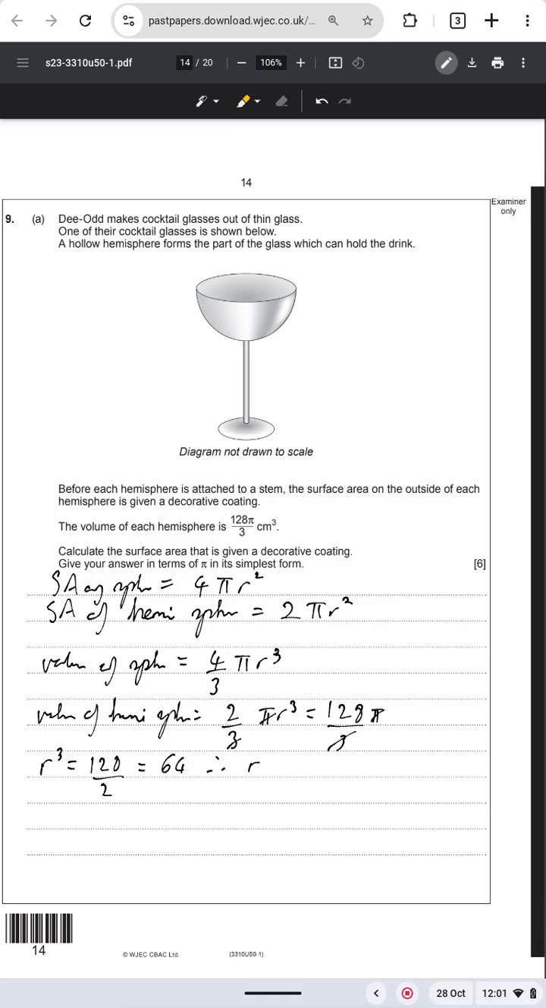Therefore, r is equal to the cube root of 64, which is equal to 4, because 4 times 4 is 16, times another 4 is 64. So r is 4 centimetres. We can now plug that back in. So we got 2 pi 4 squared, which is 2 pi times 16, which is equal to 32 pi, and centimetres squared.